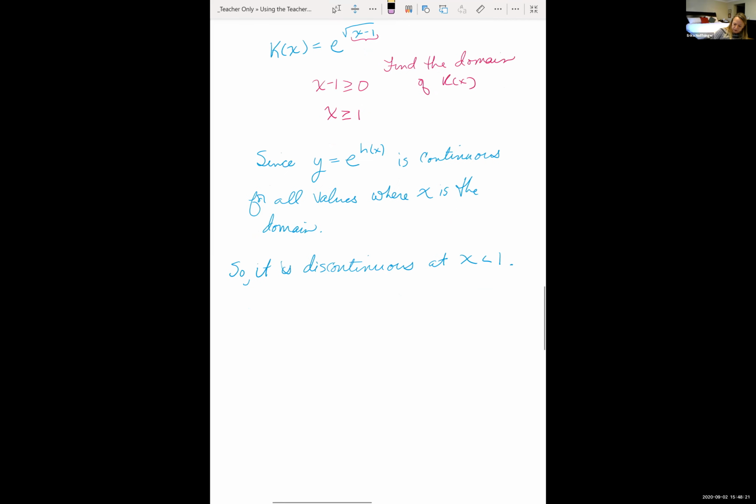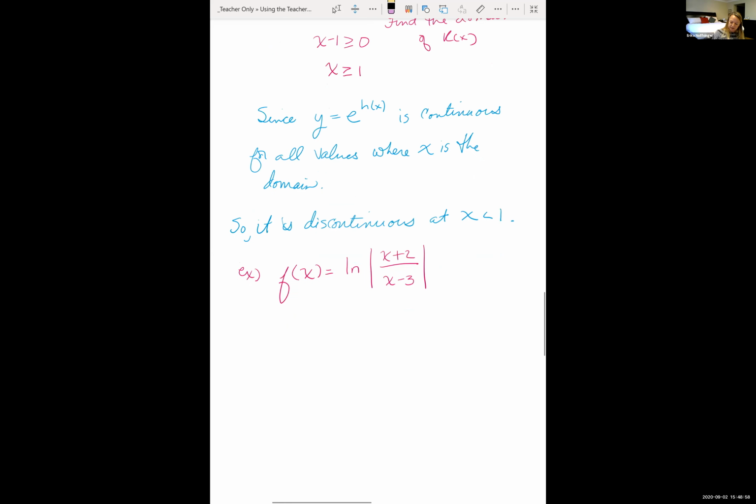Okay. So natural logs are just the inverse functions of our exponential e function. Let's say you're given that f of x is equal to the natural log of the absolute value of x plus 2 in the numerator, all over x minus 3 in the denominator. So we want to find where this is continuous or discontinuous.